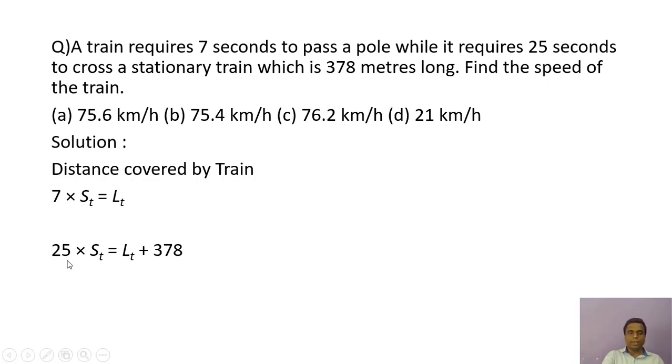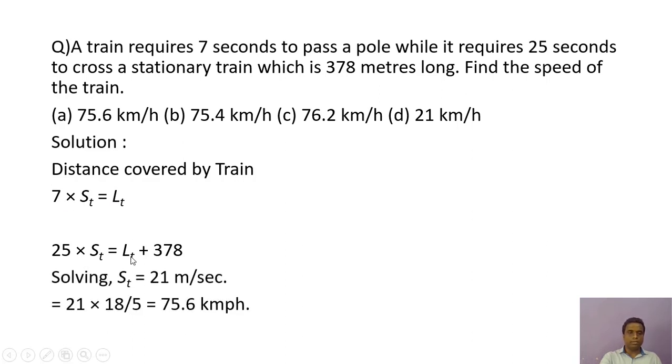So now in the next case, what will we have? In the next situation, the time required is 25 seconds, and the speed of the train is St, right? Now the distance to be covered is Lt plus 378, right? So now we have an equation in the form of two variables. Now we can easily solve it. If we put Lt is equal to 7 St, what do we get? St is equal to 21 meters per second.